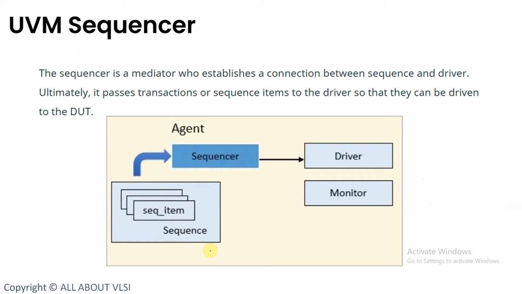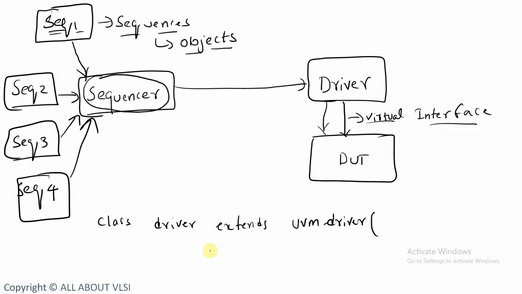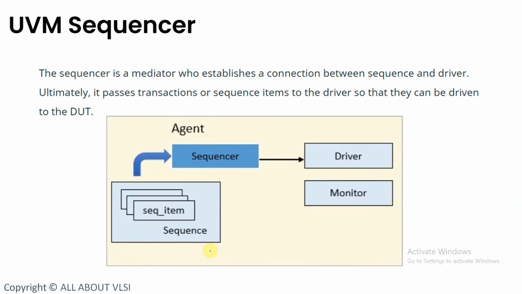Coming to the UVM sequencer, let us have a glance at what it is. As we have already discussed, the UVM sequencer is a mediator establishing a connection between the sequence and the driver. What a sequence is and what a sequence item is, we are going to learn in further sessions. The main motto of this session is to establish a connection between the sequencer and the driver.